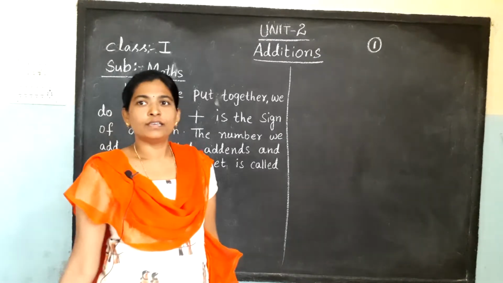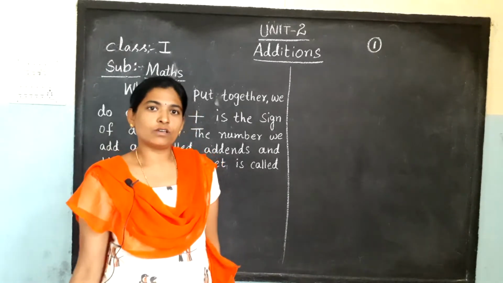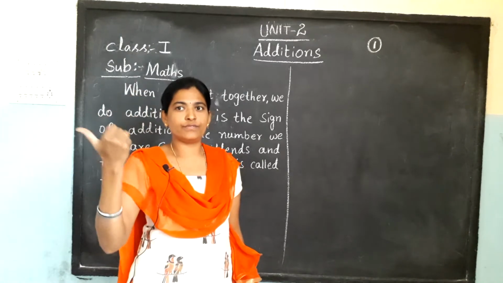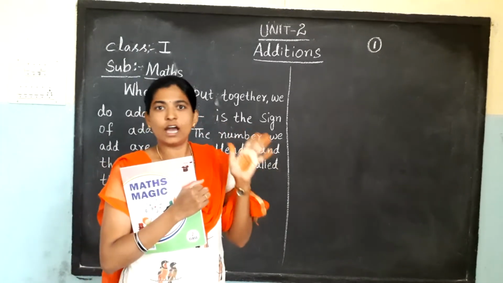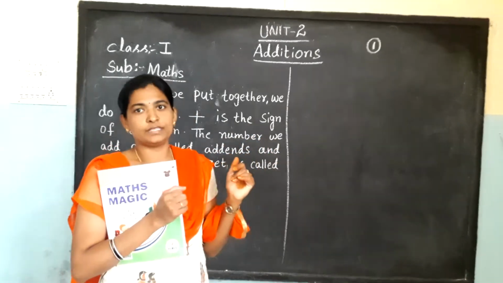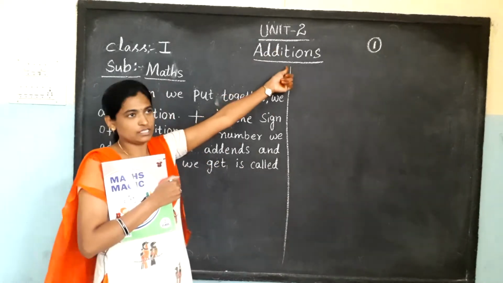Hi children, in the previous class we learned ordinal numbers, that are called first, second, third, fourth, fifth, sixth, seventh, eighth, ninth, tenth. Up to 10th we call these numbers ordinal numbers. Next, another topic, that is the second unit, addition.